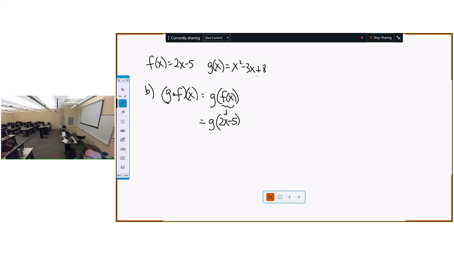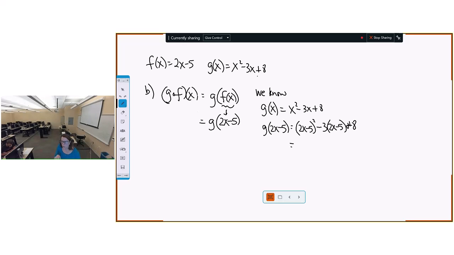And then we know that g of x equals x squared minus 3x plus 8. So then for g of 2x minus 5, you would just put 2x minus 5 in for every x in the function. So 2x minus 5, we have to put in parentheses because the whole thing is squared, minus 3 times, again, the input is 2x minus 5, plus 8.